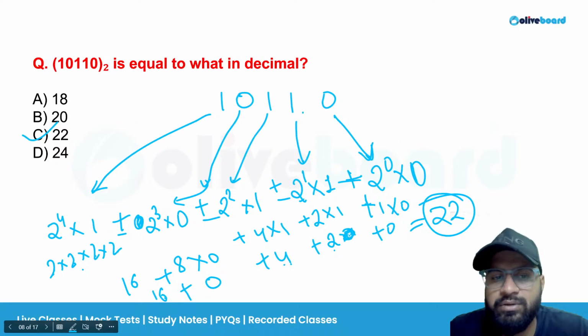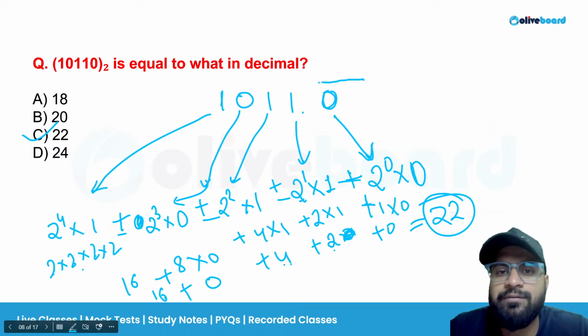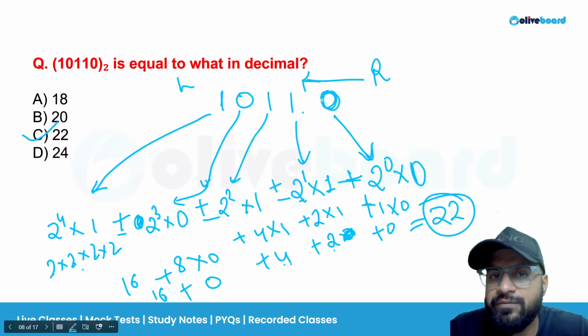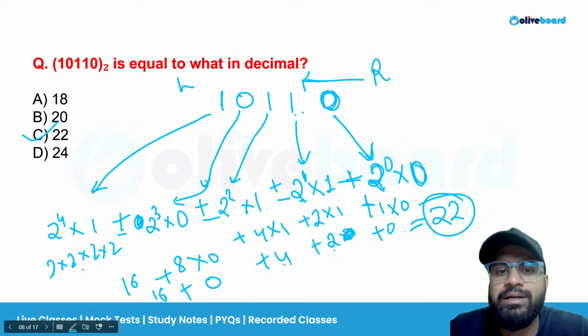I've explained here, you can see. What we have to do, Sandy, is take the binary number. Always we have to start from right to left. This is your right and this is your left. You multiply each digit with a power of 2. For the first digit, we multiply with 2 raised to 0. Then we have to increase the exponent by 1 for each digit as we go from right to left.